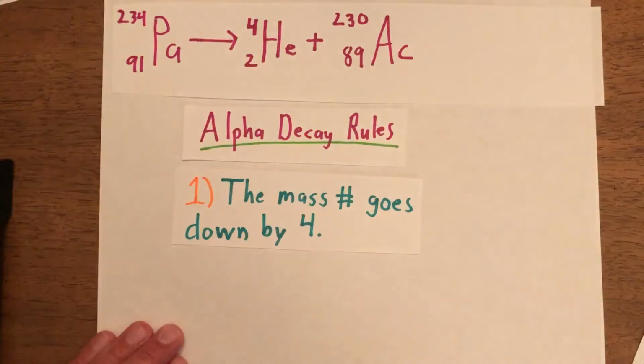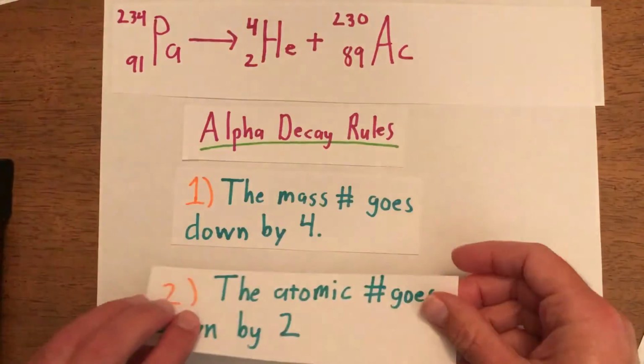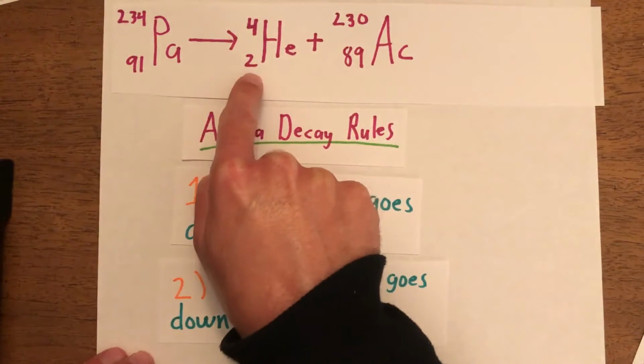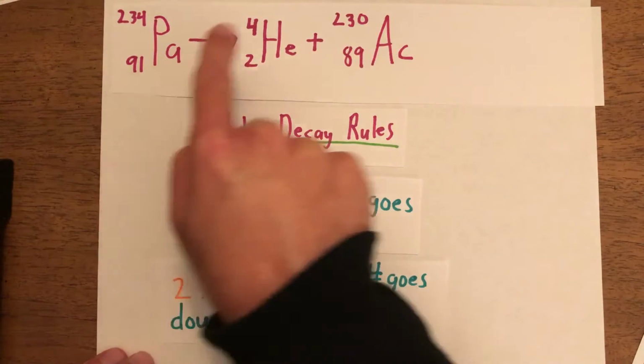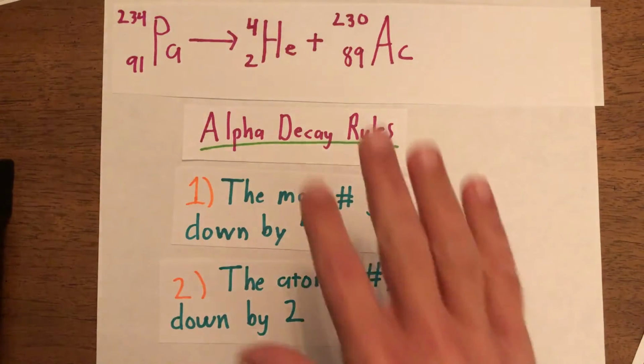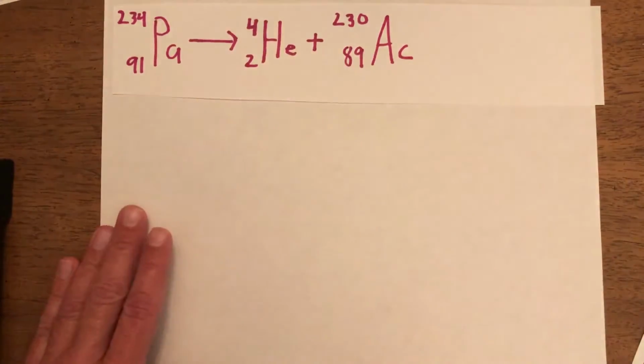2 protons and 2 neutrons. So the mass number always goes down by 4. The second rule of alpha decay is that the atomic number goes down by 2. And that's because we spit out 2 protons. So we were at 91 and we jumped down to 89 there. So those are the 2 rules to keep in mind with alpha decay.